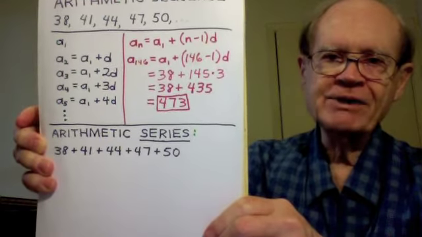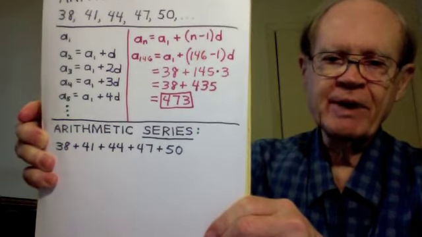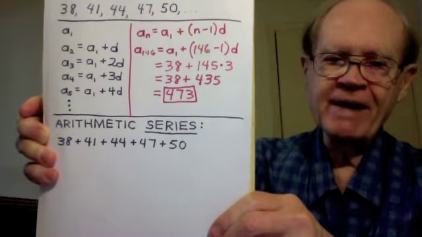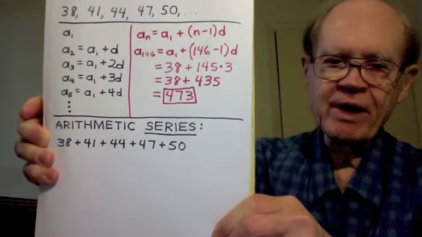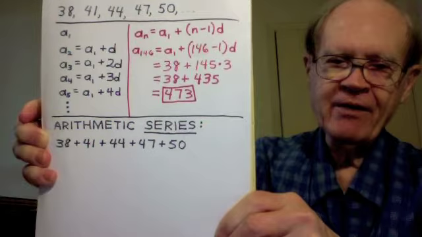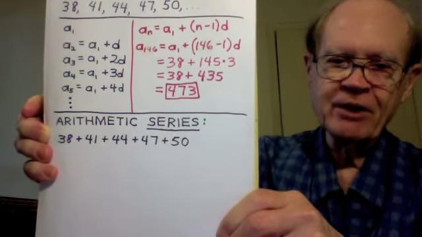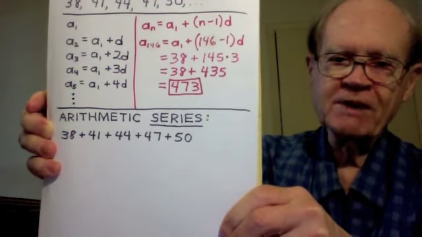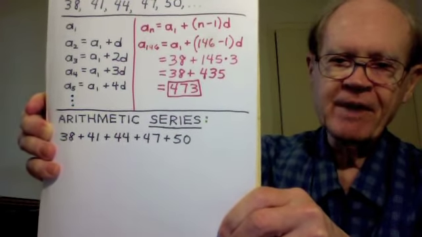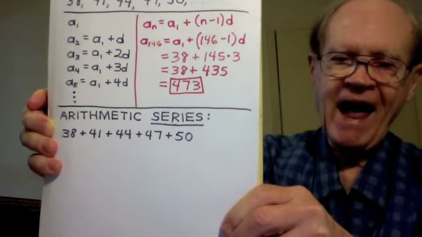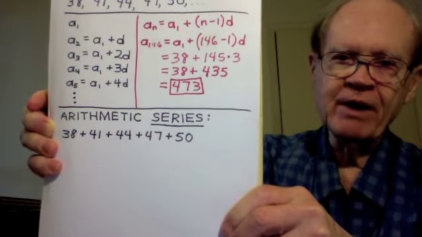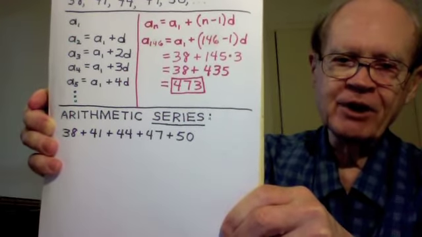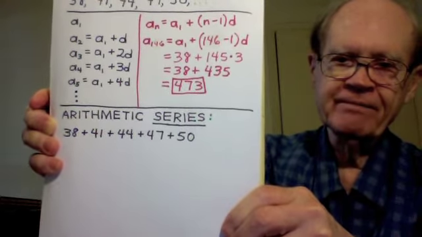Now, if I insert plus signs between terms of an arithmetic sequence, I have what's called an arithmetic series. So here is an example of an arithmetic series consisting of 5 terms: 38 plus 41 plus 44, plus 47, plus 50. And of course the plus signs indicate that we are to add those numbers, and we would be looking for the number that they add up to, the sum of the terms of an arithmetic series.